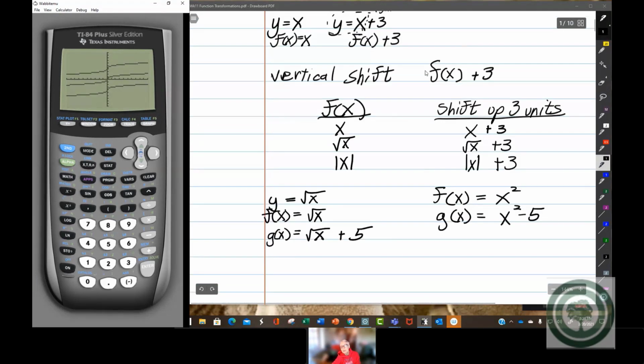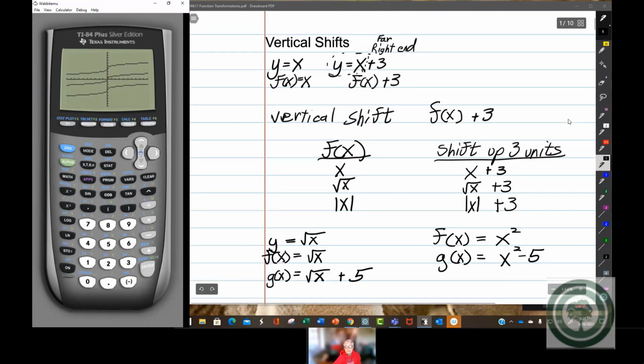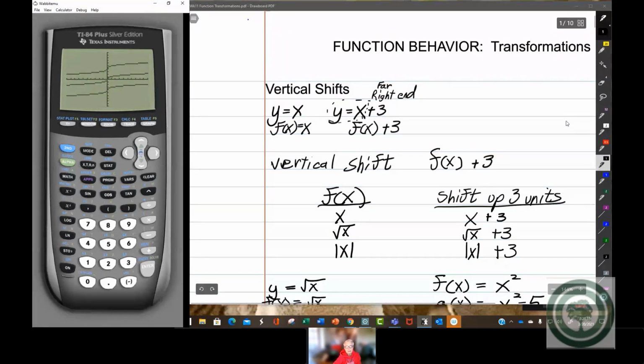And this is the symbol for taking any function and shifting it up 3 units. F of x plus 3. With the plus 3, see, all the function stuff would be written here, and then you'd have a plus 3 stuck out on the end. Or a minus 3, depending on what you're doing.